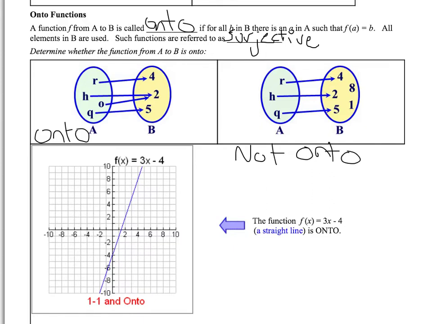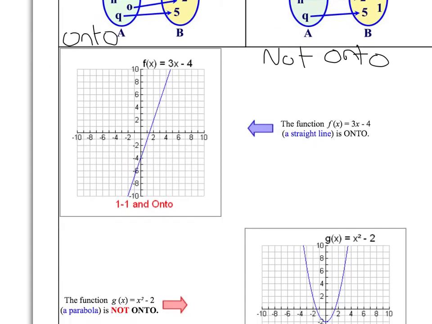Moving down to an XY axis type of graph, the B values are the range. And you look to see if the range would be all real numbers, meaning if all of the y values would be used. So if we look at this graph, we know this line is going up forever and down forever. Since it's going up and down forever, the range is all real numbers, so the function is onto.